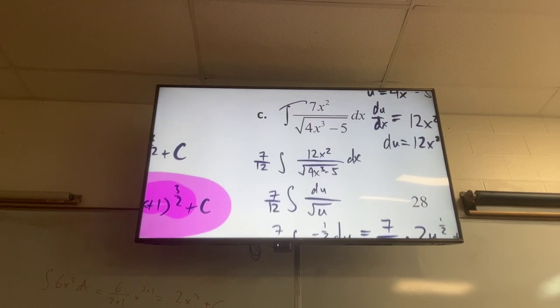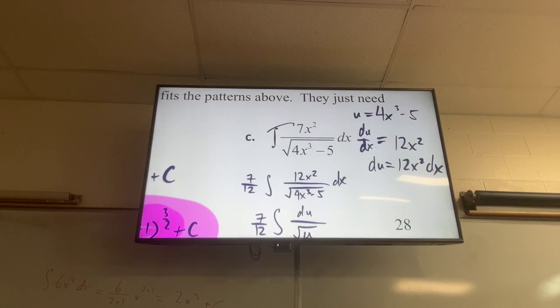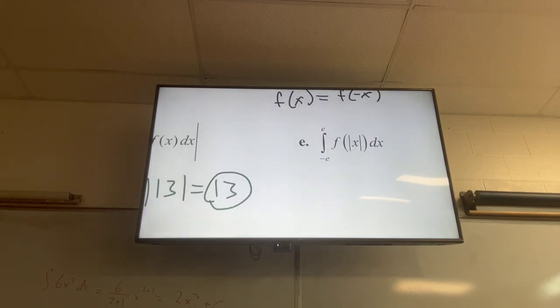So I start with a 7, and I want that 12x squared. I want it to be 12. I can do that. So I'll pull the 7 out now, and put a 1 over 12 back here to compensate for the 12.